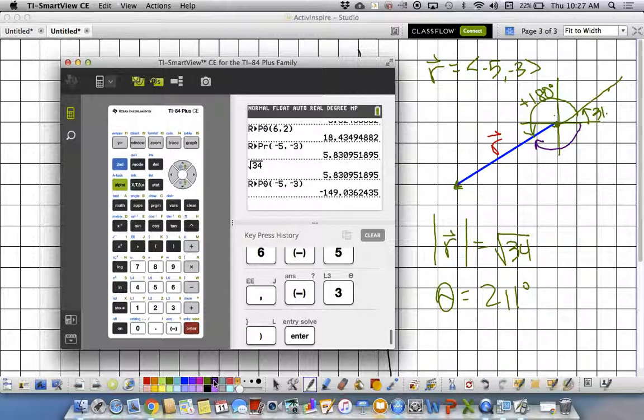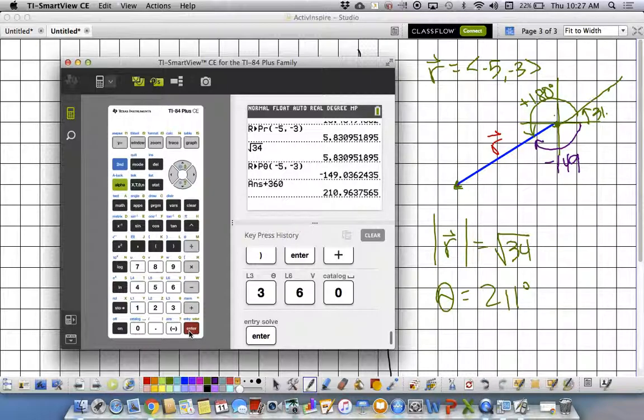because your calculator is not as smart as you. It won't give you an angle more than 180 most any time. So this angle is -149, basically. So if I take that and add 360, I get that 210.9, which is the 211.